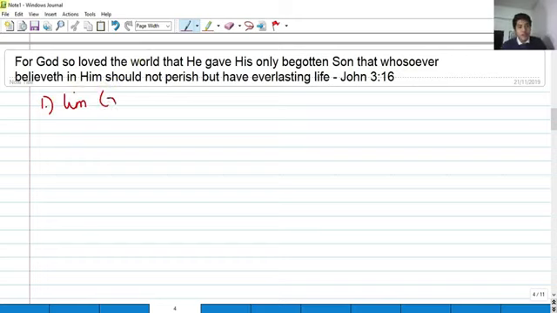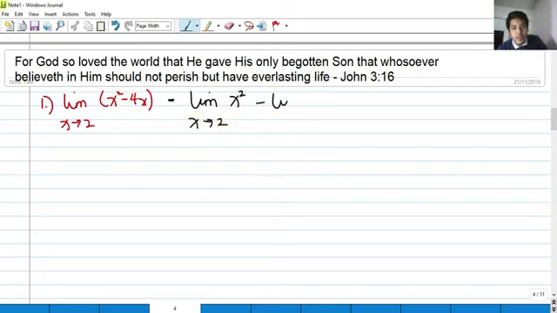Find the limit of x squared minus 4x as x approaches 2. So we have here a polynomial. How do we evaluate the limit of this using the properties of limits? By the sum and difference property, we have the limit of x squared as x approaches 2 minus the limit of 4x as x approaches 2.